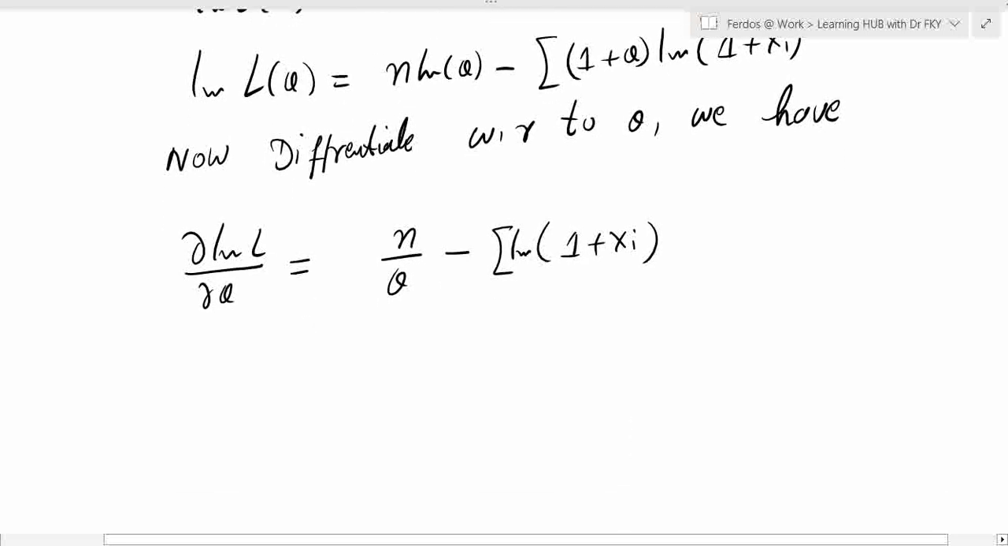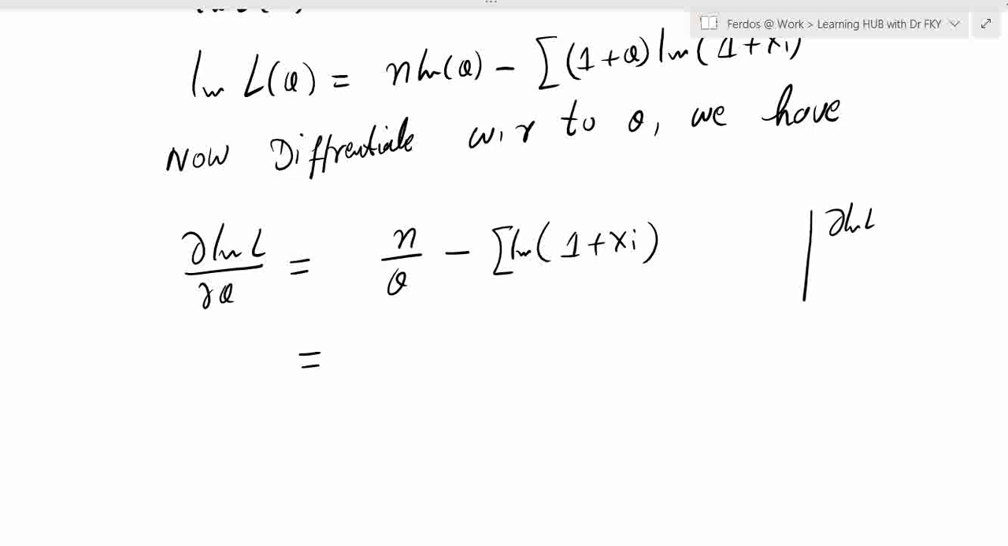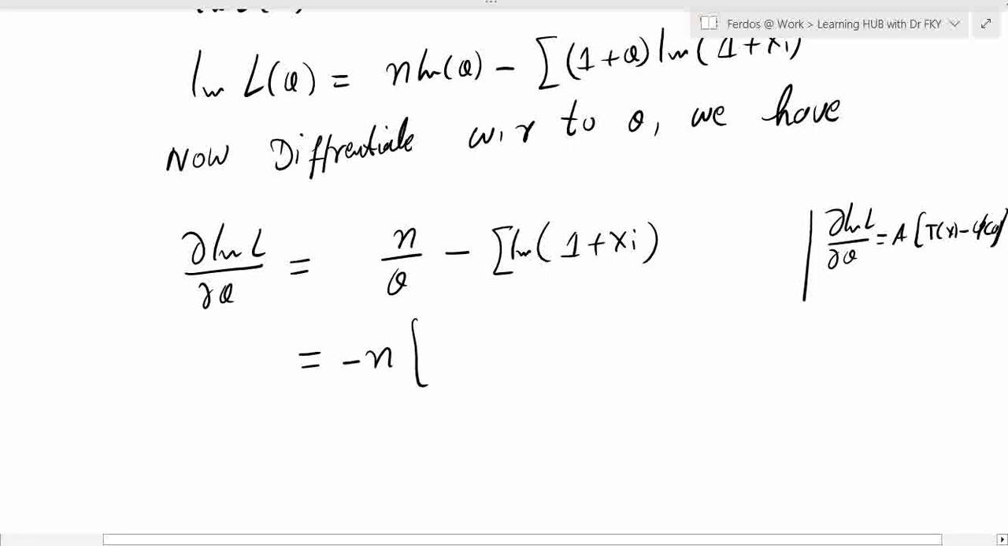We need now to write this in the appropriate shape. You know the general form was this one: natural log of L equals a times t of x minus some function of theta. So you should make the parameter appear like here. You can take minus common, and of course n as well, so this is minus n.